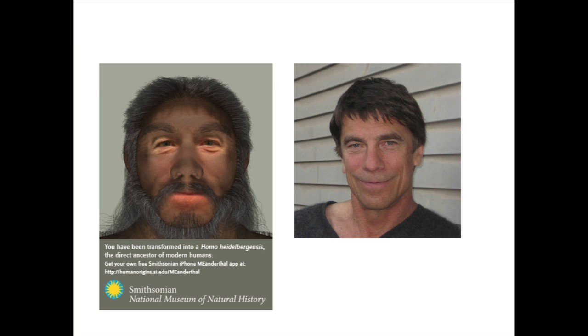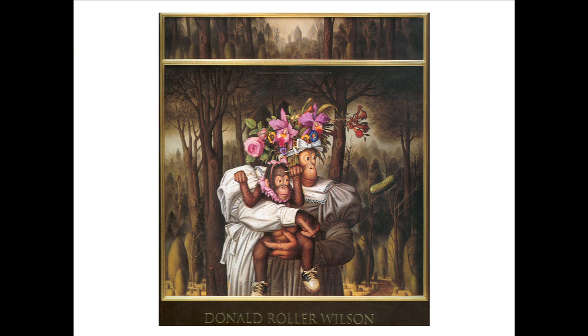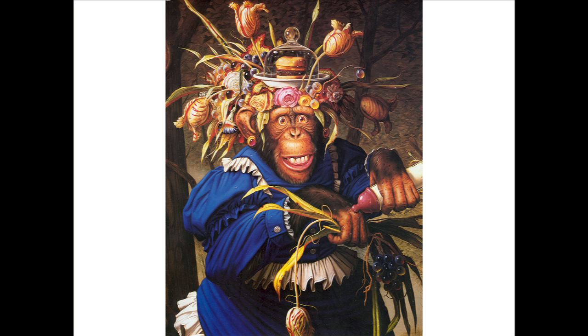So they have an app for everything these days. This was a picture taken of yours truly from someone's cell phone and then put into an app which shows me transformed into Homo heidelbergensis, the direct ancestor of modern humans excavated from Northern Europe. Not bad. However, you can look at some of the fascinating depictions by Donald Roller Wilson in his more or less fantastic anthropomorphic pictures of chimpanzees and some of his interesting images.